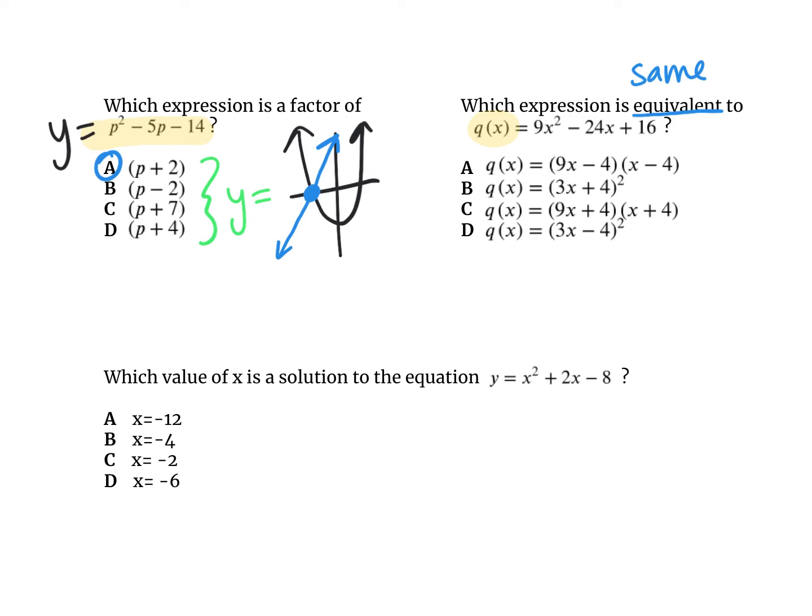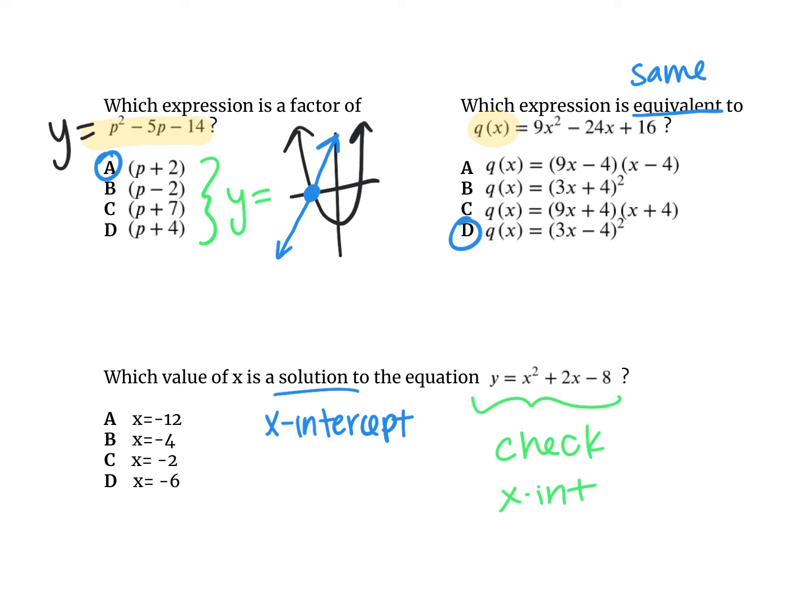So again, our answer here was D because it graphed our quadratic right on top of the original one that was in the question. So let's look at this last problem here. It says, which value of x is a solution to the equation y equals x squared plus 2x minus 8? Now remember, a solution is the same thing as your x-intercept. So basically what this question is asking is which x-intercept is in one of these answer choices. So what we're going to do is type this equation in Desmos, and then check the zeros or the x-intercepts and see if any of the ones in our answer choices match.